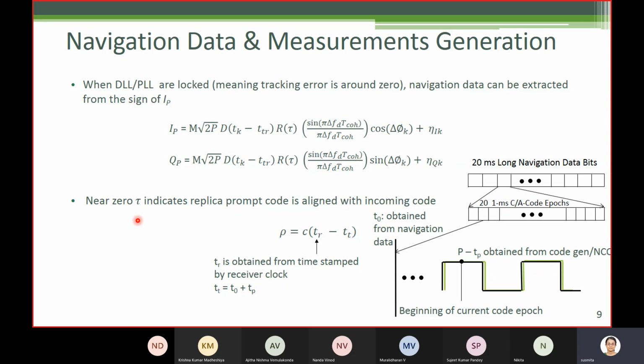Next, how can we generate the pseudo-range and pseudo-range rate measurements? So we assume that DLL is locked. Locked means tau is near 0, code phase error is 0. The near 0 tau indicates that the replica prompt code is almost aligned with the incoming code. So here we see the black as the incoming code and green is the replica prompt code. So green is almost aligned with the black.